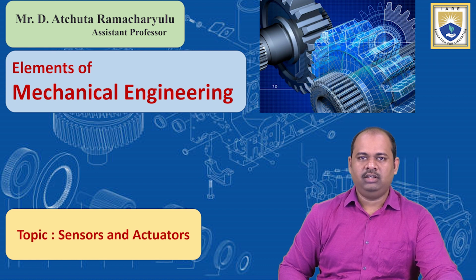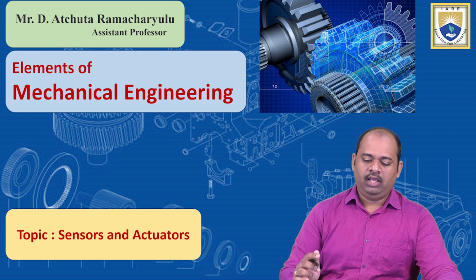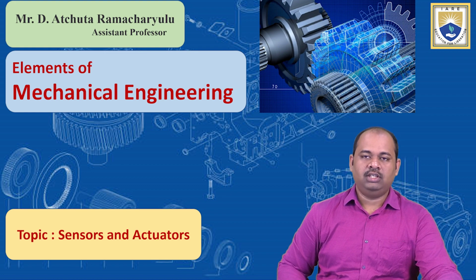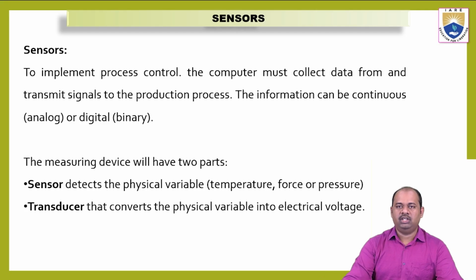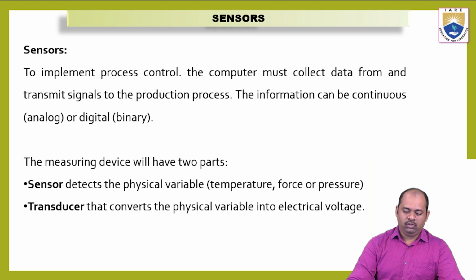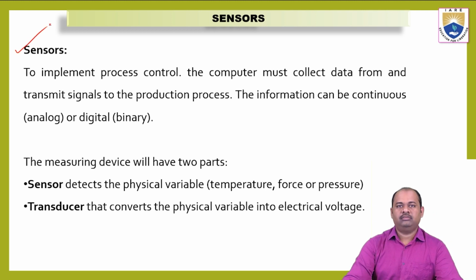In the previous class, we have seen what is automation, what are the different components of automation, and how open loop and closed loop systems are studied and how they work. In this class, we are going to see sensors and actuators which are used in automation. So, we'll see first what is a sensor.